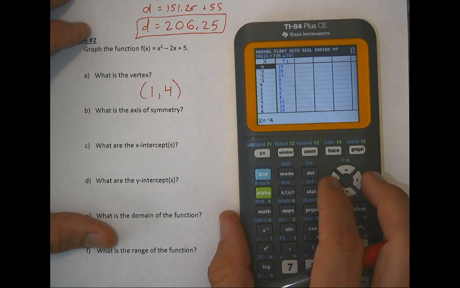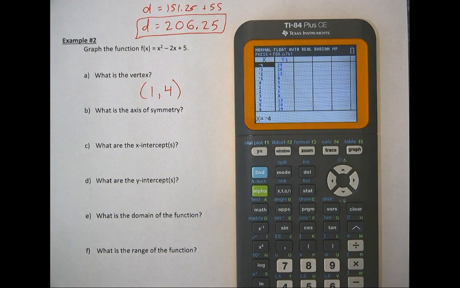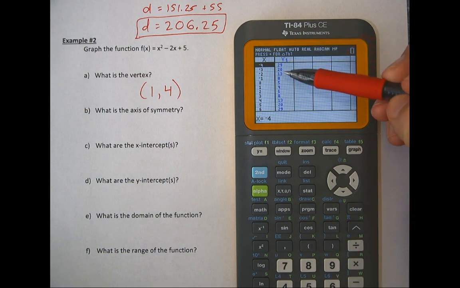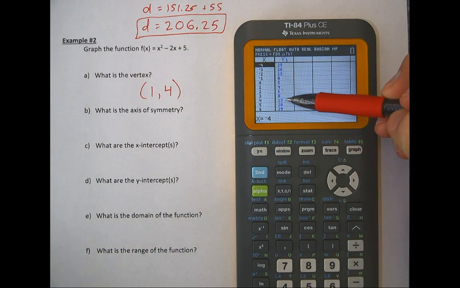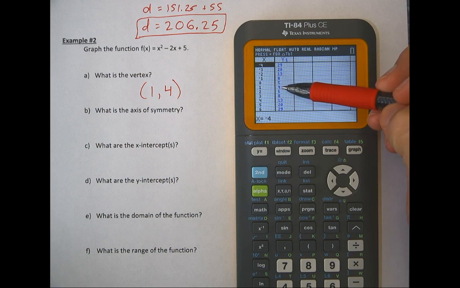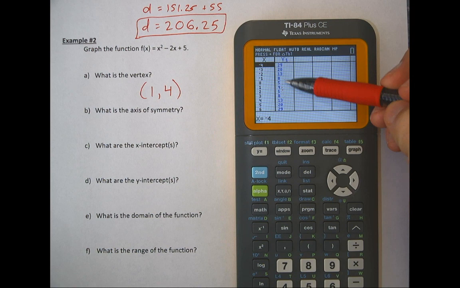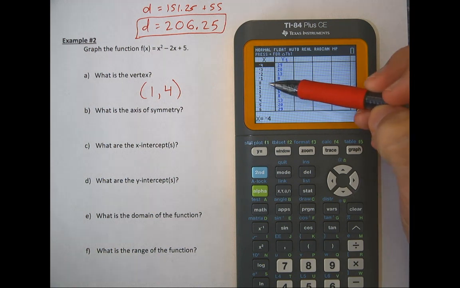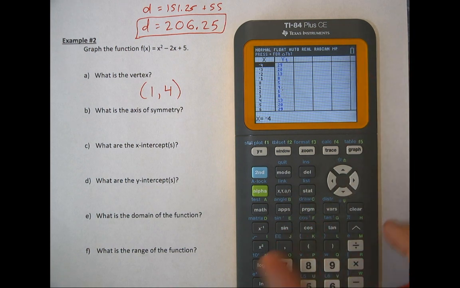Okay, and you can find that in your table here too. So let's say you went to your table instead of your graph. If you look at all the values, as we're counting by ones, here's your middle point, 4. Then on both sides of it is 5, both sides is 8, both sides is 13. So that's right in the middle. 1, 4 would be your vertex. So your axis of symmetry is going to hit that.